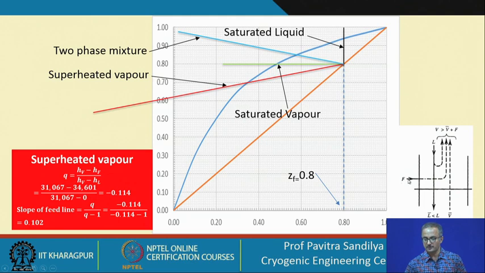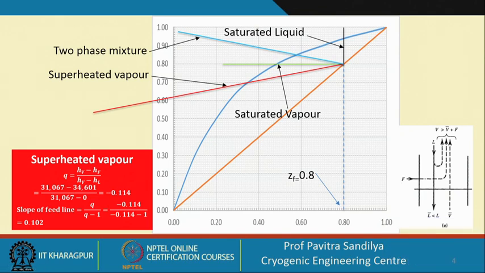Now in this case what we find is that the feed is a superheated vapor, so when it enters, it may exchange heat with the liquid which is coming from the rectifying section, so that a part of the liquid, because liquid is already saturated, we assume that in an ideal distillation column the liquid is always at its bubble point, whereas the vapor is always at its dew point.